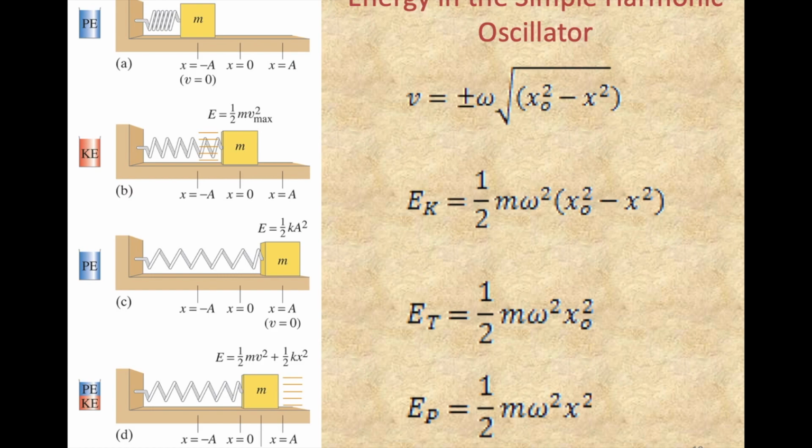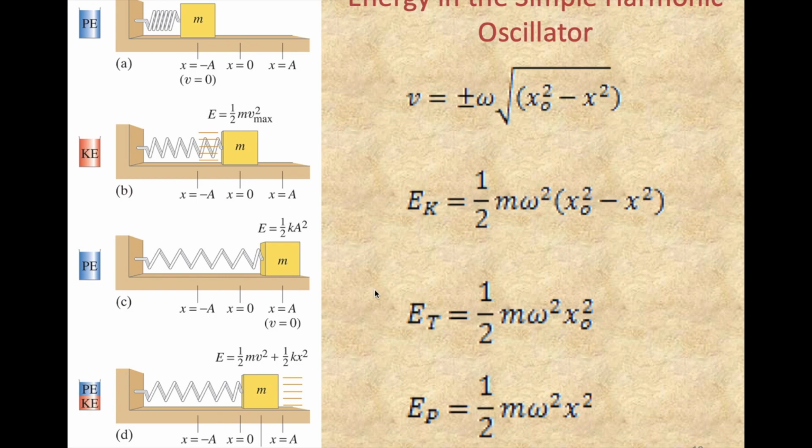Now let's look at what happens. Remember this formula from the data booklet for velocity. Well, kinetic energy is 1/2 mv squared. We're obviously not changing that. So if you substitute this v into 1/2 mv squared, you're going to have 1/2 m and the square of this function, which is right here, omega squared (xo squared minus x squared). Well, good news, this is given in the data booklet as well.